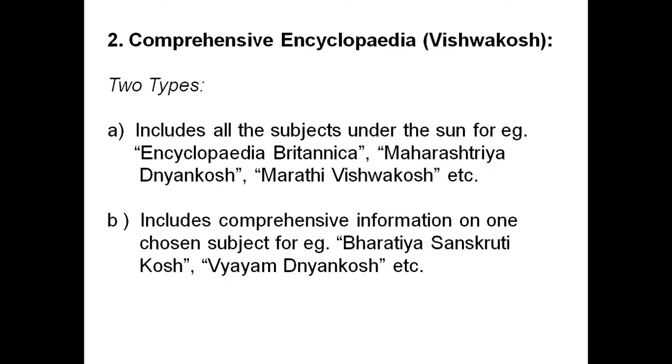Next, we have Comprehensive Encyclopedia or the VISHVAKOSH. This VISHVAKOSH is of two types. It includes all the subjects under the sun, for example, Encyclopaedia Britannica, Maharashtra Jnan Kosh, Marathi VISHVAKOSH, etc. And the second type includes comprehensive information on one chosen subject, for example, Bharatiya SAMSKRUTI Kosh, Vyayam Dhyan Kosh, etc.